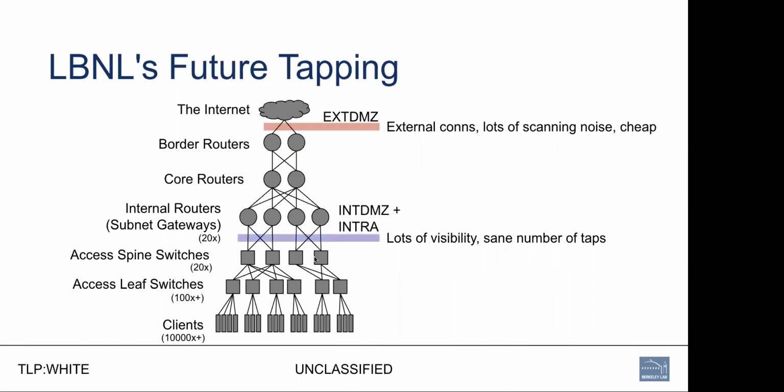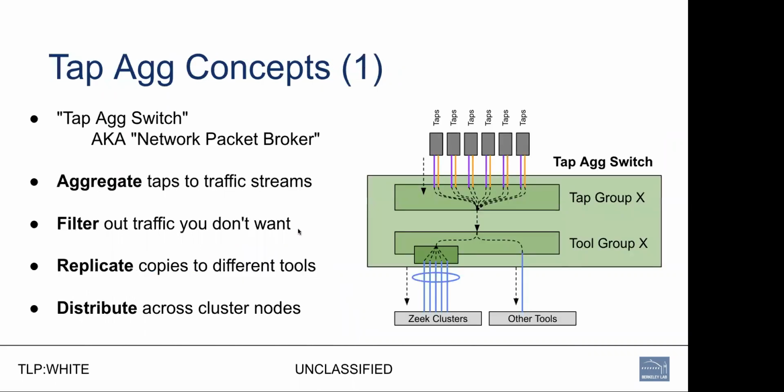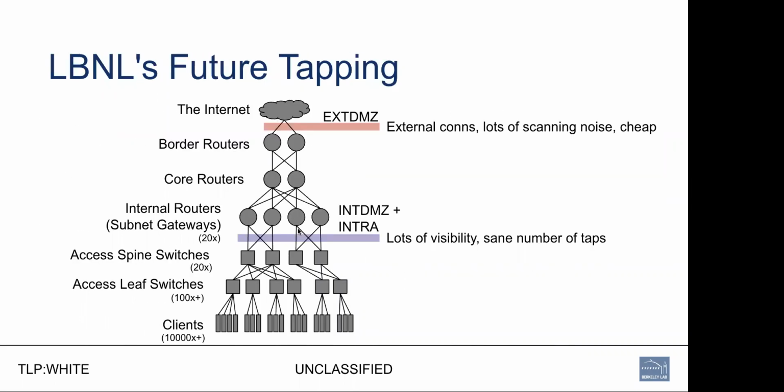In the future, we are planning to add core routers, and the plan is that we will no longer tap between the core routers or border routers and our internal routers, but instead we're just going to install many more of these spine switches and tap between those internal routers and the spine switches. That will actually let us condense the functionality of the internal DMZ taps and our intranet taps into a single layer of taps. And where we feed those will make sense in a second after I talk about tap aggregation.